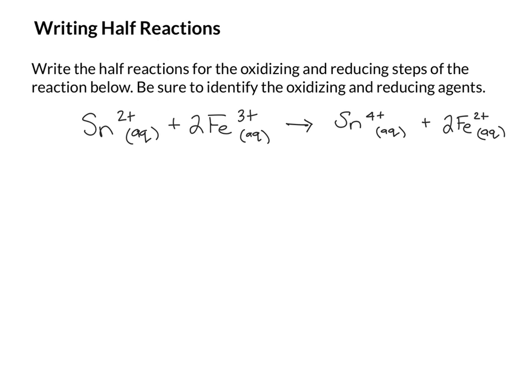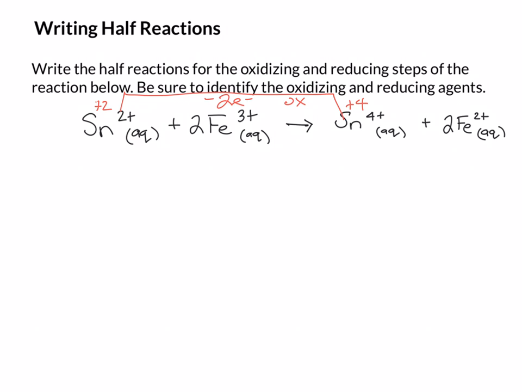Okay, so if we go ahead and look at this first Sn here, it has a +2 oxidation number. Okay, so on the right-hand side, it has a +4 oxidation number. So when we go from +2 to +4, we know that we have lost 2 electrons. Okay, so we have been oxidized. So that's our oxidation step. Okay, we're going to do that same process with the other reactant.